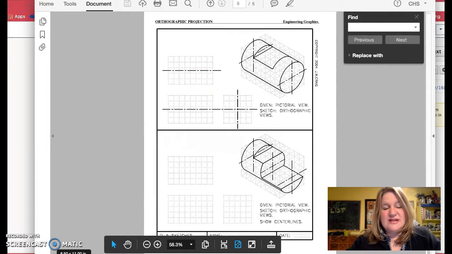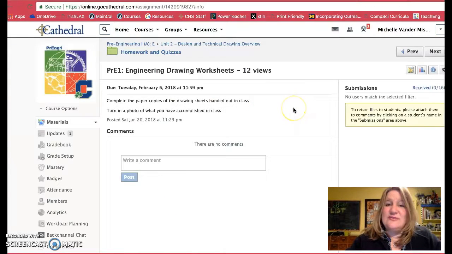When you're done or near the end of class today, go ahead and take photos of the completed sheets or as far as you've gotten and turn that in on Schoology today for a completion grade.